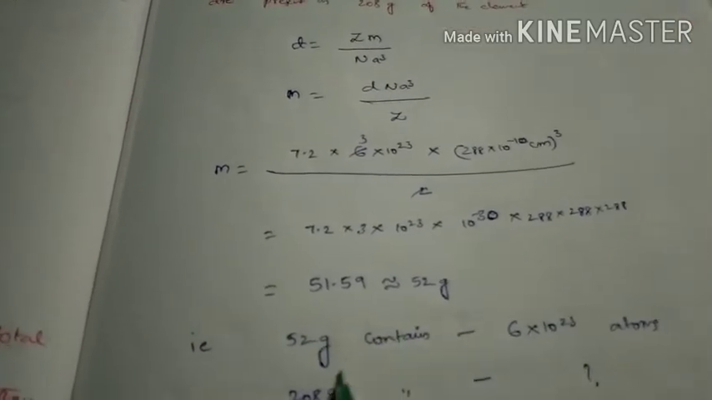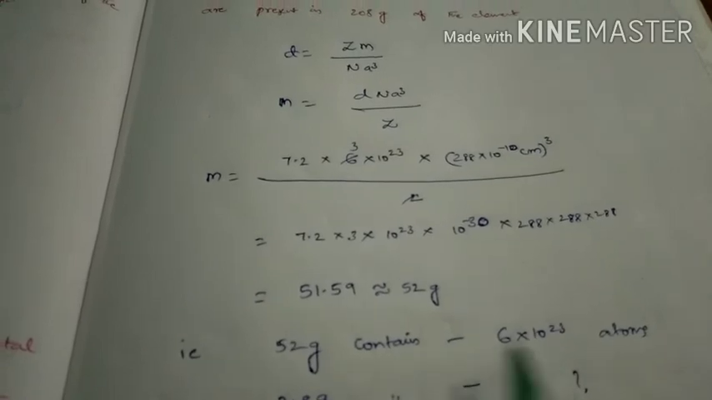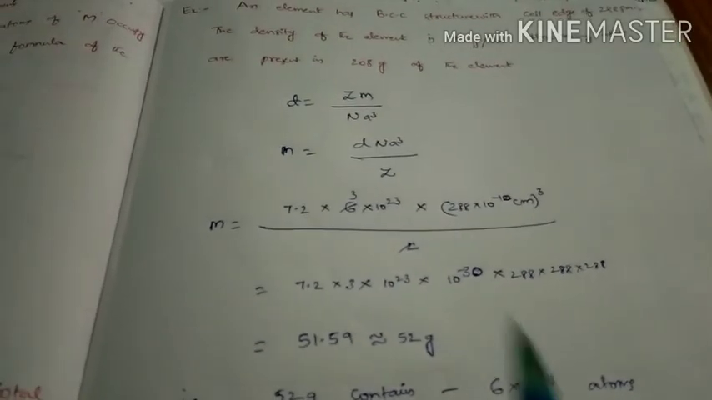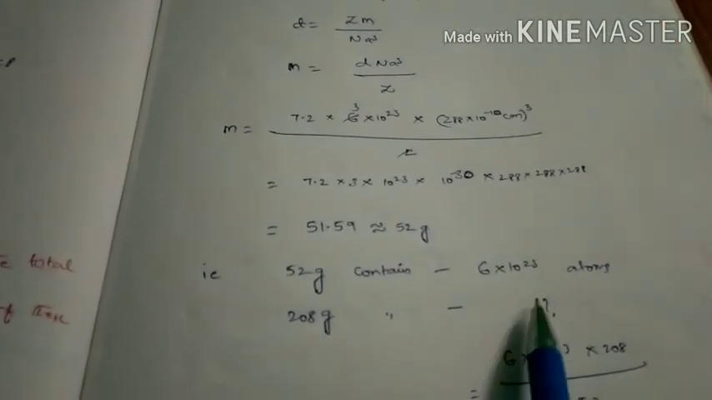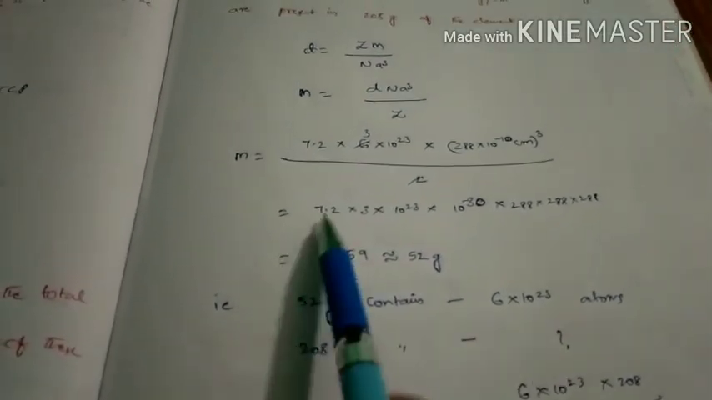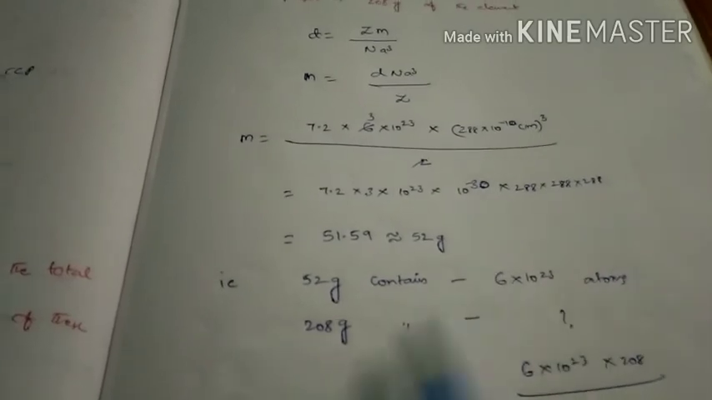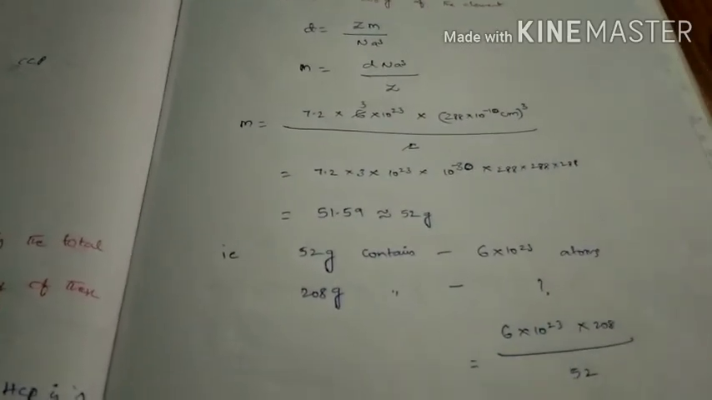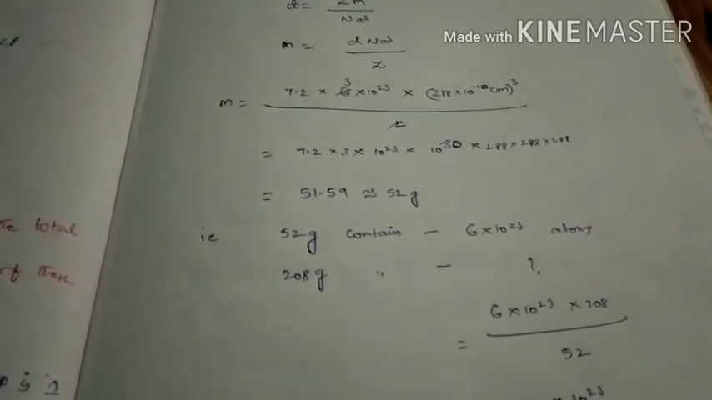That means 52 grams contains the Avogadro number of atoms, that is 6 into 10 to the power of 23 atoms. Then how many atoms does 208 grams contain? 52 grams contains the Avogadro number of atoms, then 208 grams contains how much? That is the way to calculate these types of models in solid state.